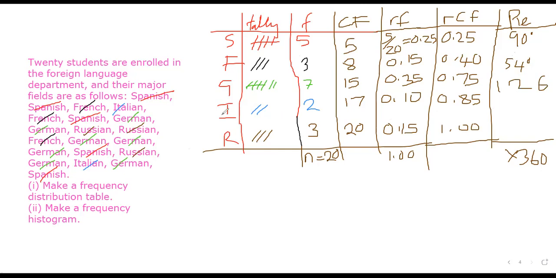For the Italians, 0.10 times 360, what we get is 36. And finally, for the Russians, 0.15 times 360, we get 54. The total here will give us what? 360. So this is how the pie chart can be illustrated.